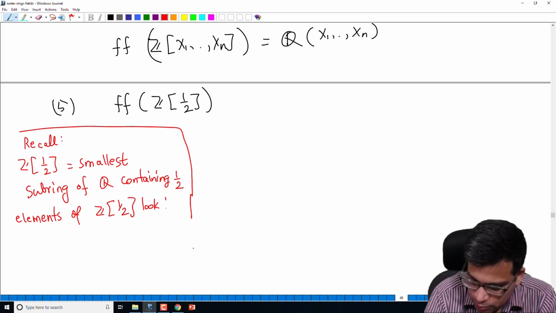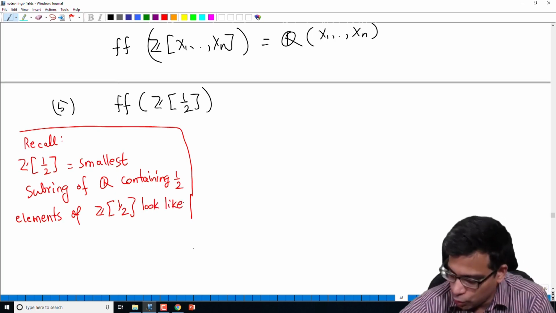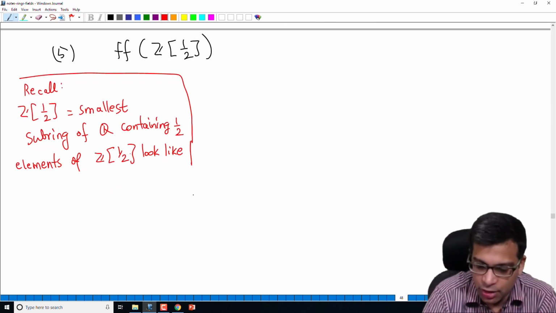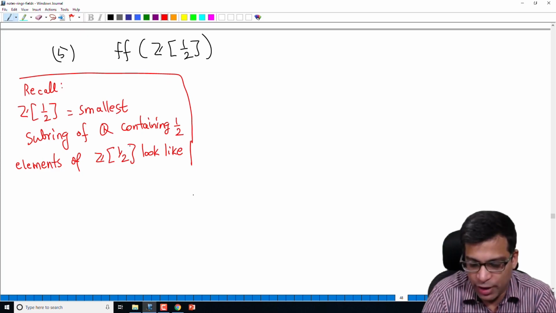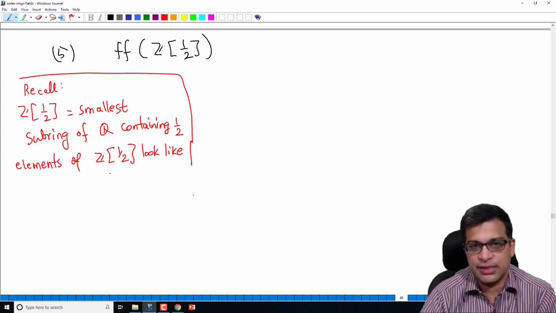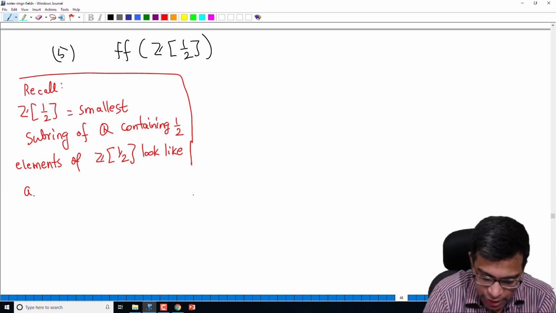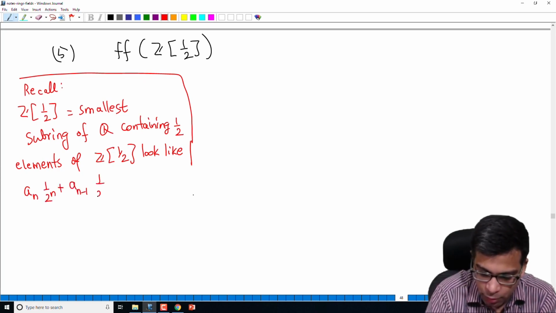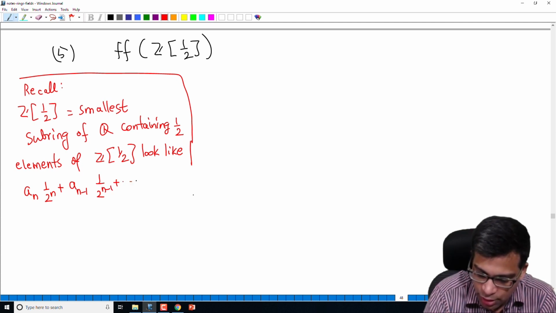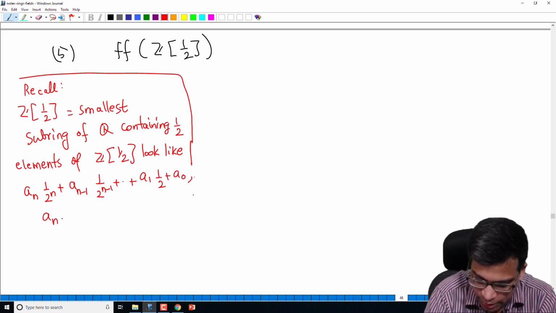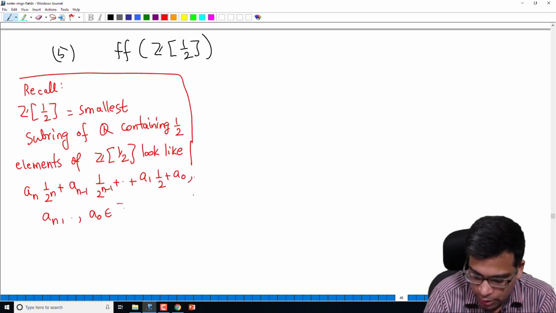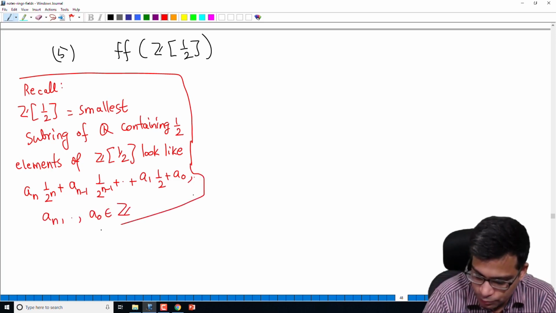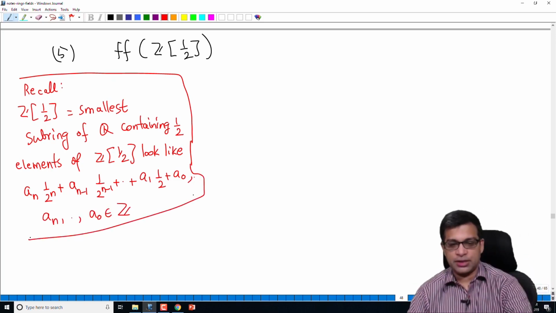you have to take essentially polynomials. That's why we are using this square bracket notation to suggest polynomial rings. So we have a_n (1/2)^n + a_{n-1} (1/2)^{n-1} and so on. Think of this as polynomials in 1/2, where a_n through a_0 are integers. Okay, so that's the ring.